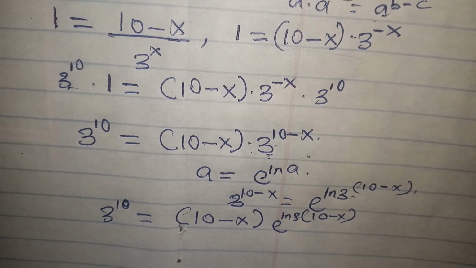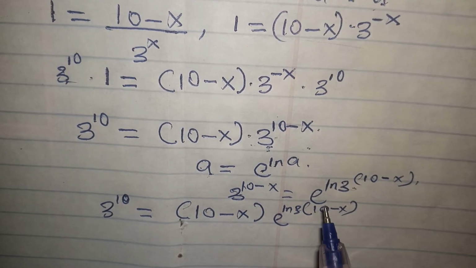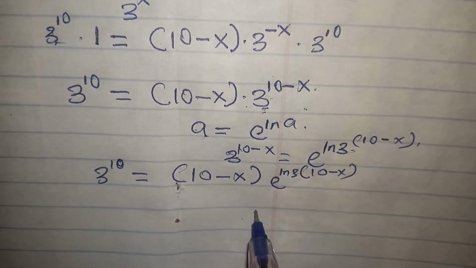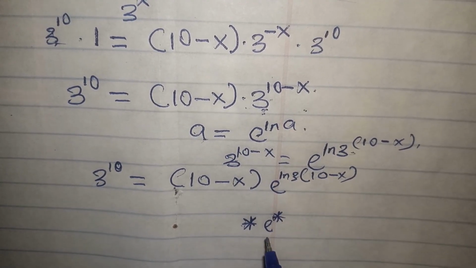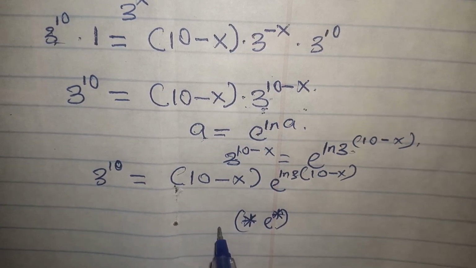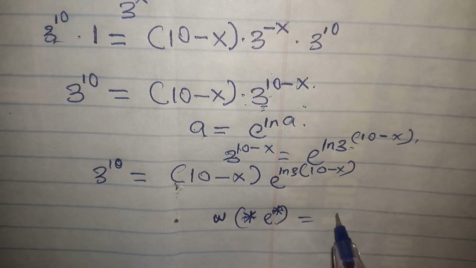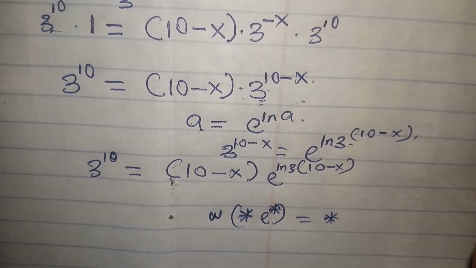Okay, so from here we are going to apply another rule, which is called the Lambert W function. The Lambert W function says if we have star exponential star, and if we take the Lambert W function of it, it's going to give us star. So this is one of the rules of the Lambert W function.